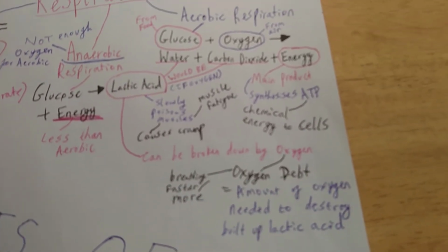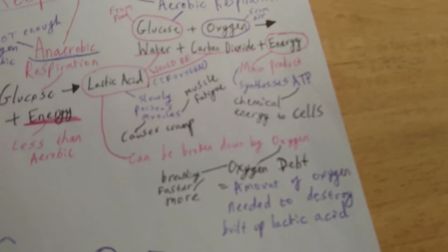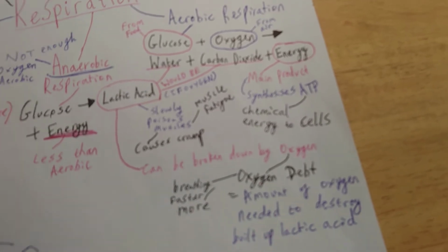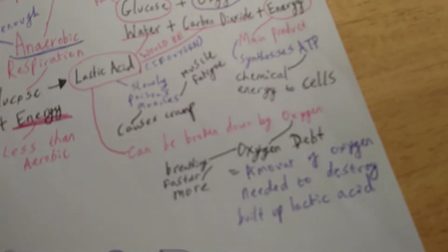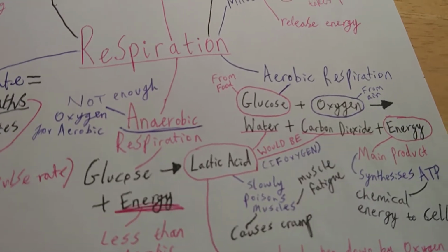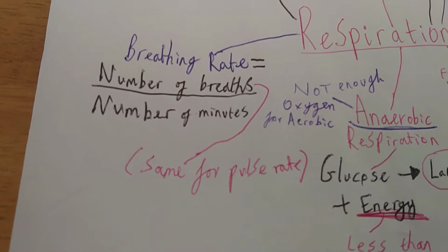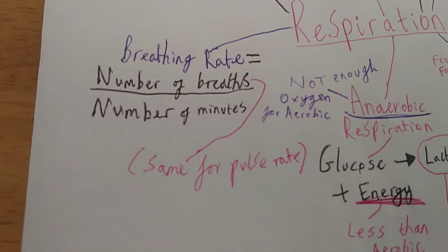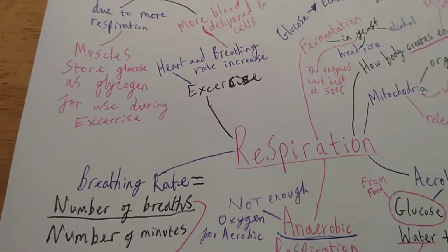So this lactic acid can be broken down if oxygen is brought back. And oxygen debt causes you to breathe faster and more, until you get the amount of oxygen needed to destroy all that built-up lactic acid. So those are the two types, and the breathing rate equals the number of breaths divided by the number of minutes, which makes a lot of sense, really. It's the exact same for the pulse rate, so you just remember it one way or the other. It's the same for both.